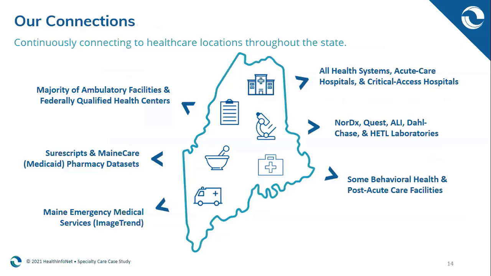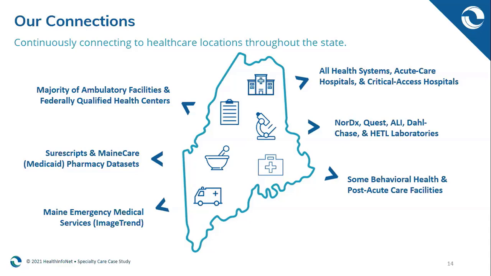So a lot of people say, well, who's connected? Well, we are connected to all the health systems, hospitals, acute care, critical access hospitals. There's 34 of them, or 35. I think there's 34 or 35. Where different reference labs, behavioral health, and post-acute care facilities. So very important to know if your patient has gone to a SNF unit after surgery.